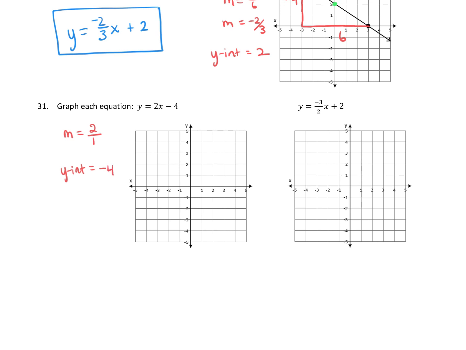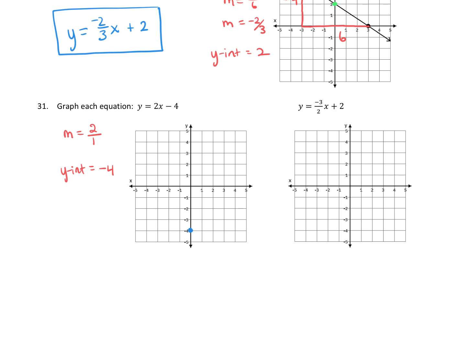When we graph this, you start by graphing the y-intercept. That's going to go on the y-axis. Don't put it on the x-axis. That's a mistake I see sometimes. It's called a y-intercept, so it has to go on the y-axis. We're going to plot a point at negative 4.